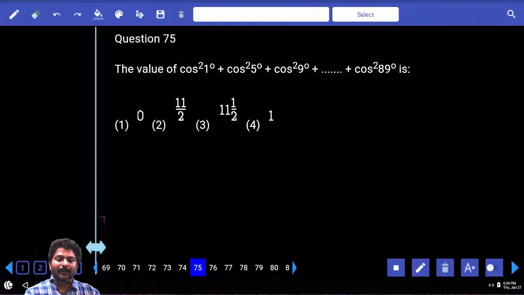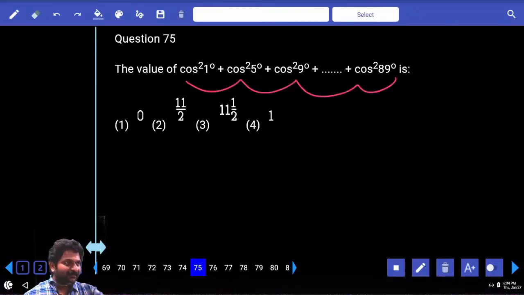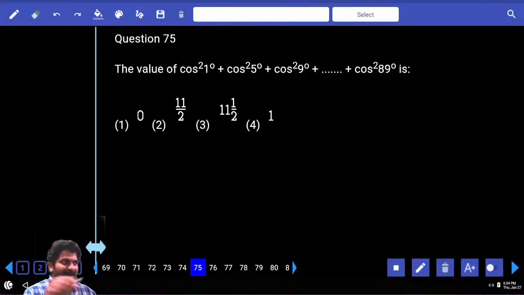Right. So now, can I call these numbers consecutive numbers with a difference of 4? Middle number is the average. If consecutive numbers have the same difference, the average becomes the middle number. Or even we can say the middle number is first number plus last number by 2. What is the first number? 1. Last number 89. Sum 90 by 2. So the middle number is cos square 45 degrees.